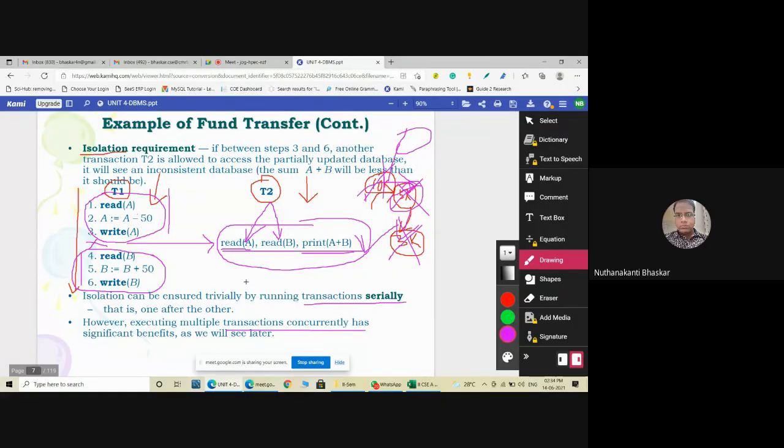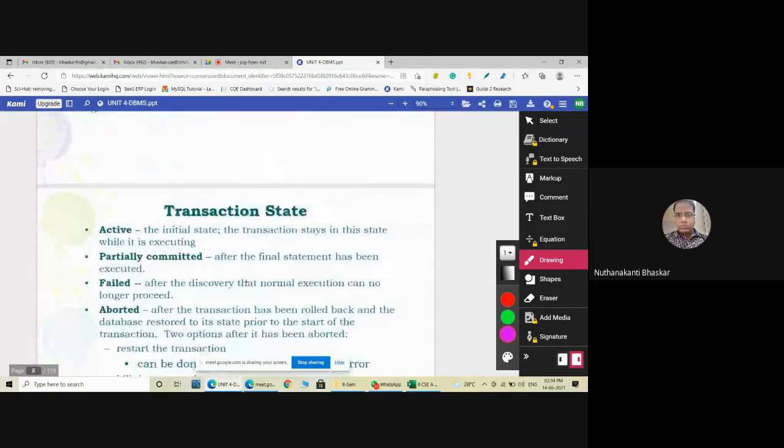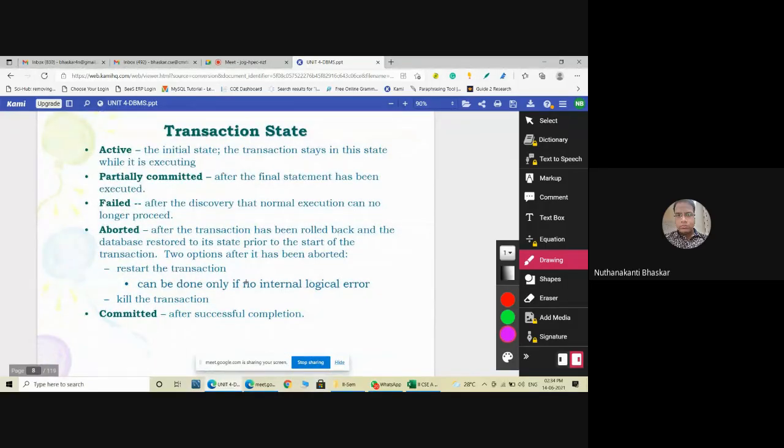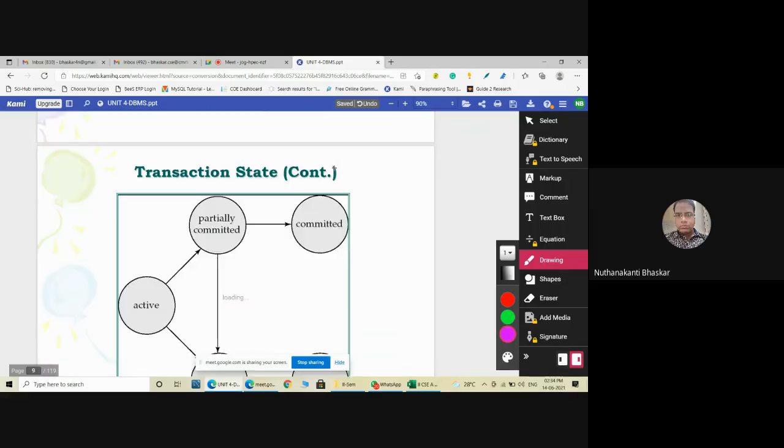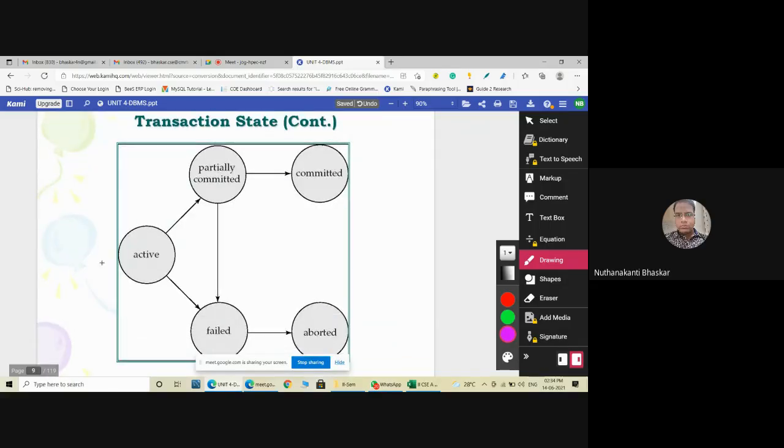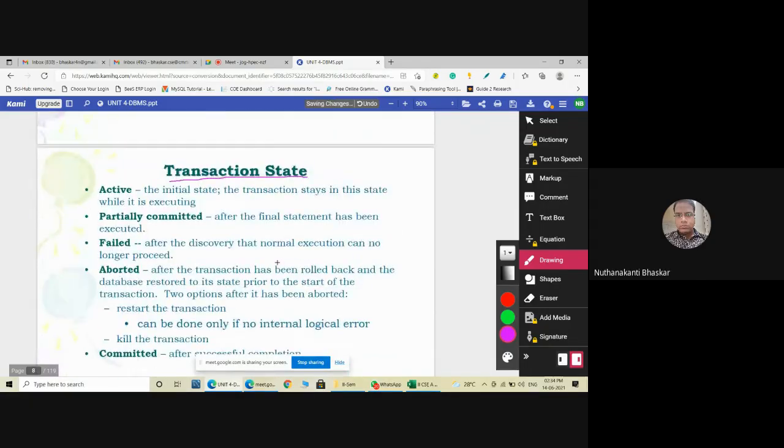Clear? Yes, sir. Now the next topic, a very interesting and important topic, and the complete transaction depends on these states: your transaction states. Generally, when we execute a transaction, it contains five states. Initially, the transaction is in the active state. The active state is nothing but the initial state, meaning the starting state.